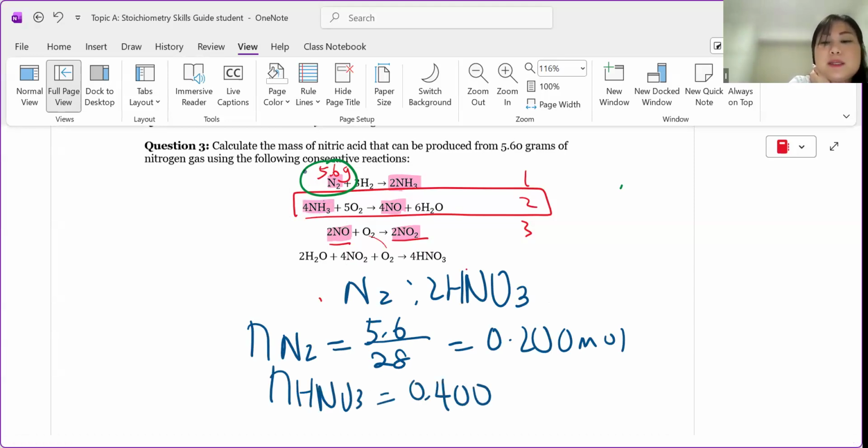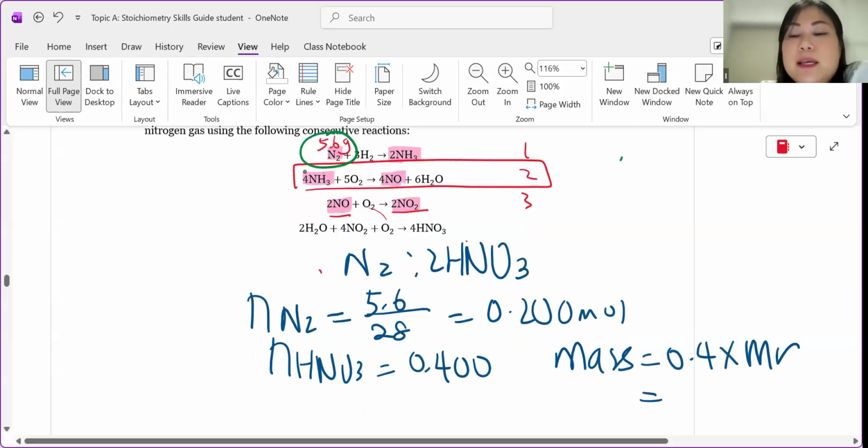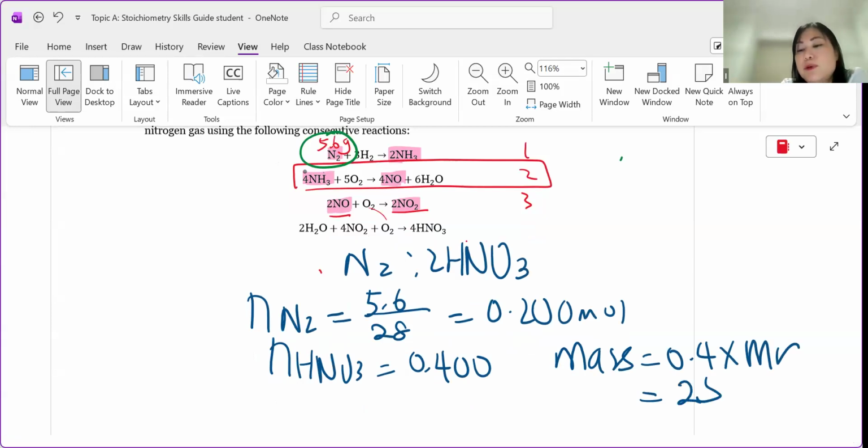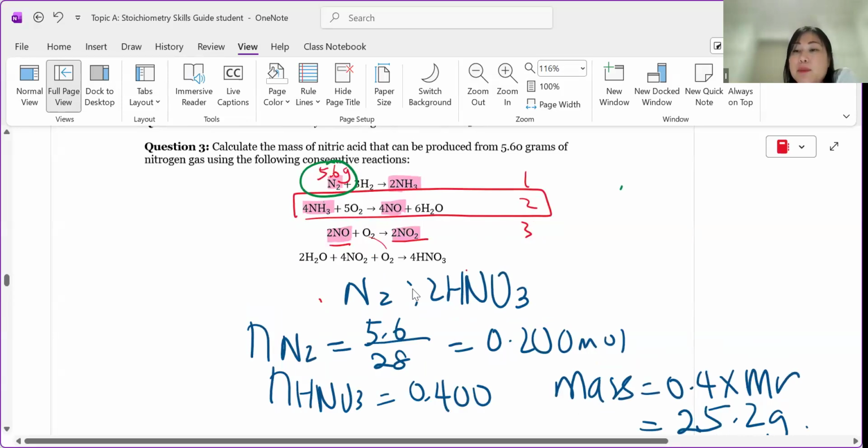But the question is asking for mass, so we end off the mass with 0.4 times the Mr. So the Mr of HNO3, you add up the Mr from your periodic table, the individual Ar. Roughly we should be quite close to 25.2 grams. We multiply by the Mr. So this is an example of how we can combine multiple mole ratios so that we can bypass the intermediate step and skip the working, such that we take from the start and quickly relate to the end.